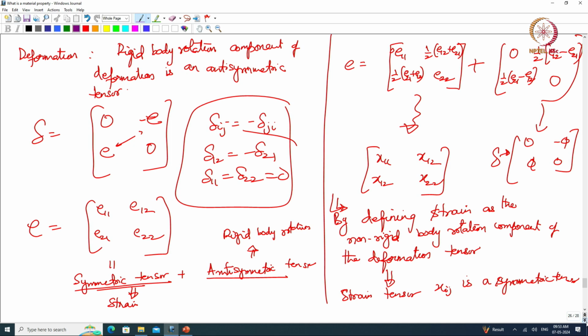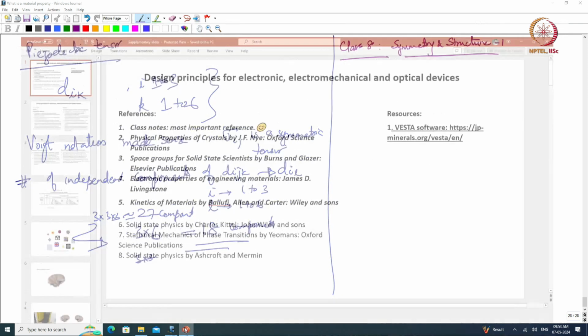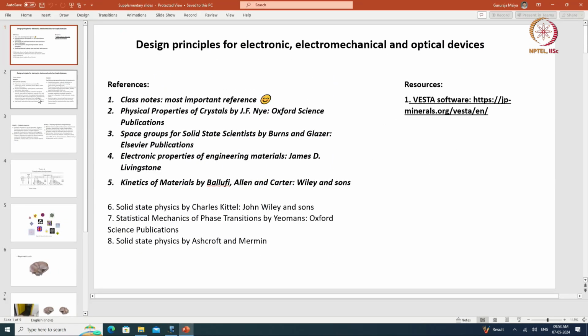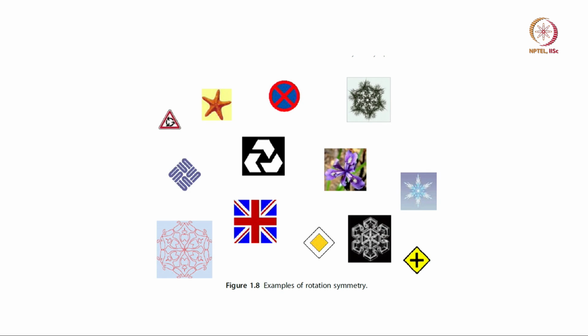Okay. So, with that let us move on to symmetry. Right. So, structure and symmetry. So, I can probably impress upon you the idea of symmetry through these objects, right. So, let us first look at all these objects. If I see all these objects, there is some kind of symmetry involved in all of them, and all these symmetries are nothing but some form of rotation symmetry.